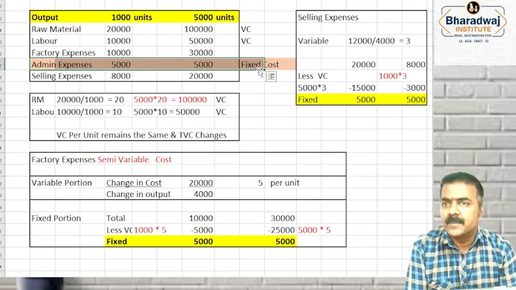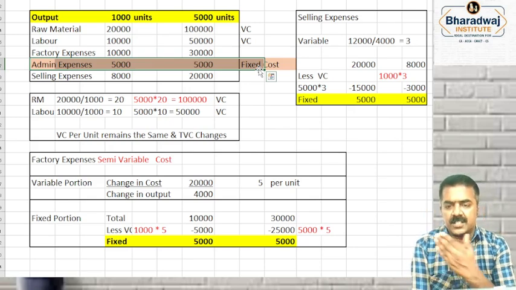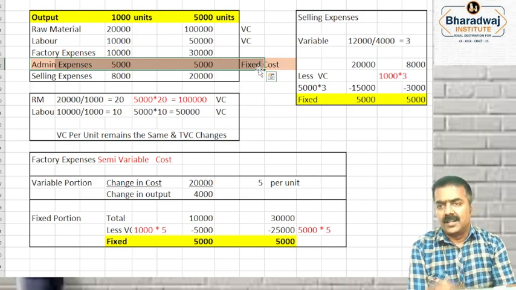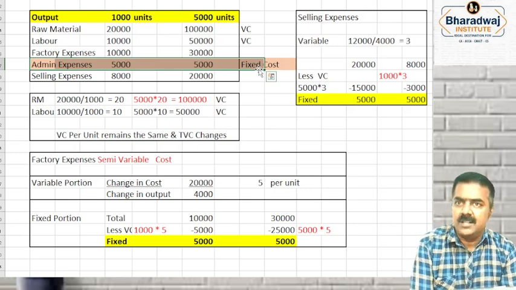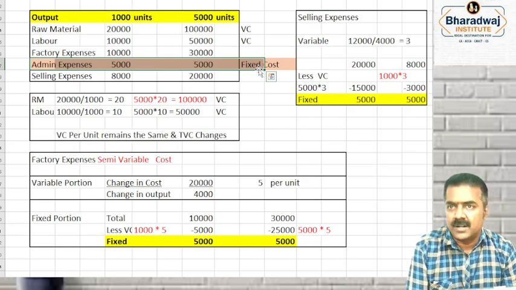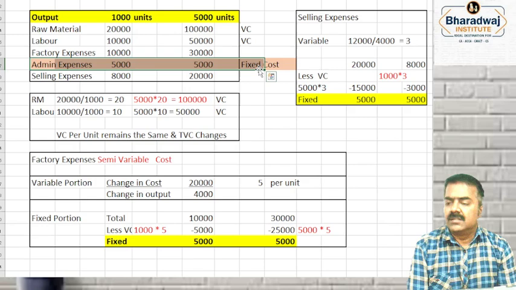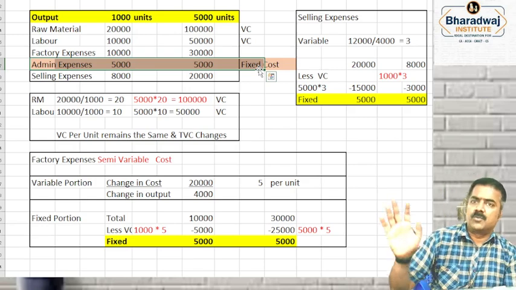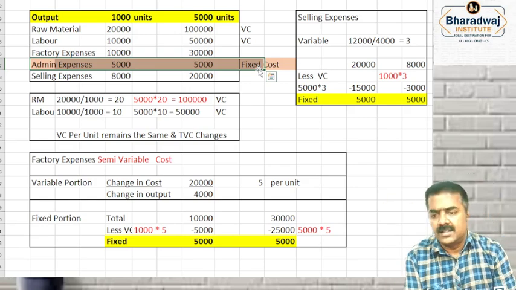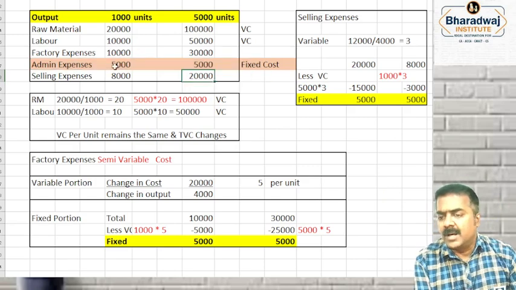Whatever changes with output, from this lot of things you have to understand. Whatever changes with output, we call it as which one? Variable cost. Total variable cost keeps changing, but per unit variable cost remains the same. What about fixed cost? Whatever may be the output, the total fixed cost will remain the same.